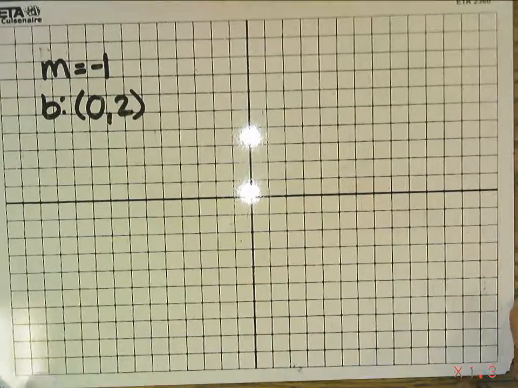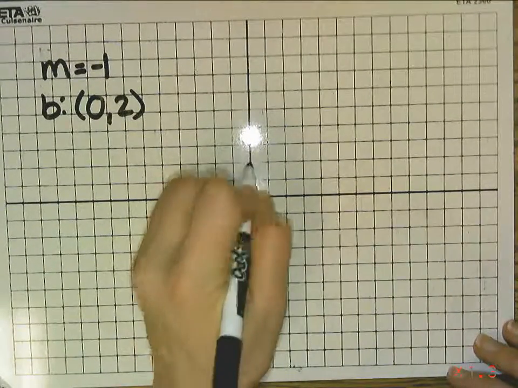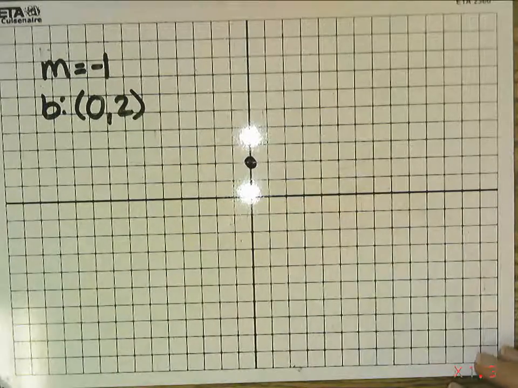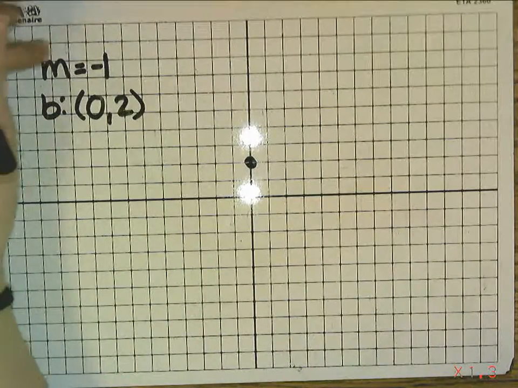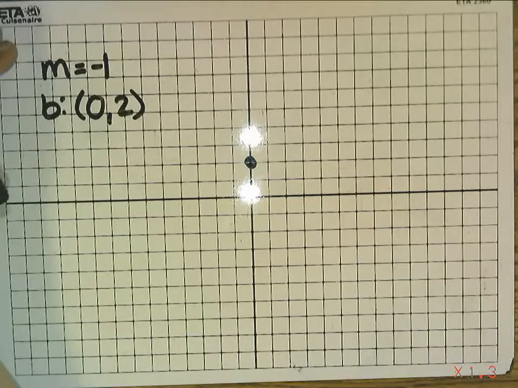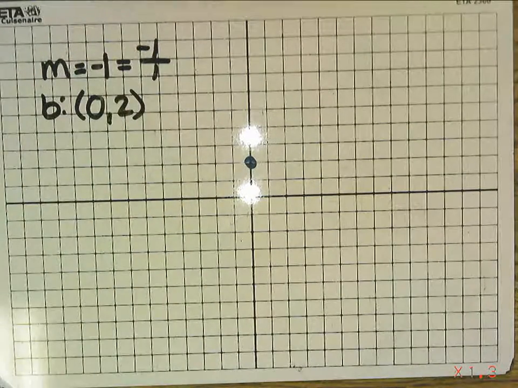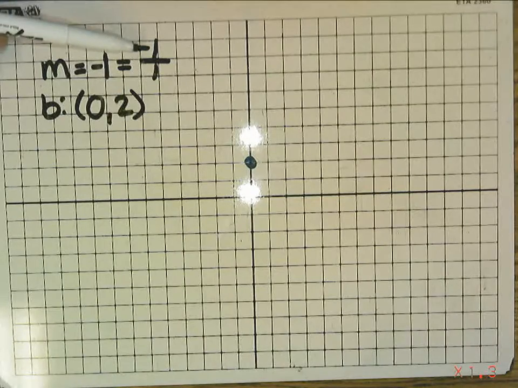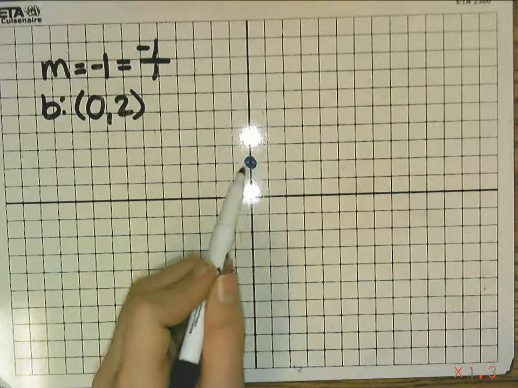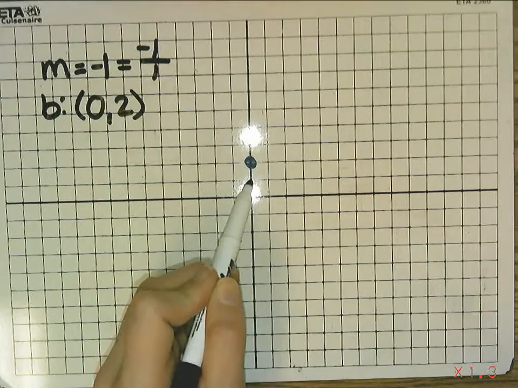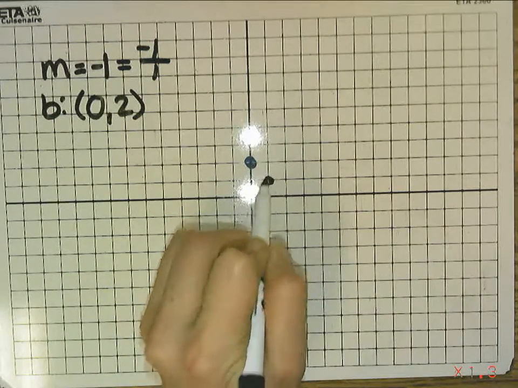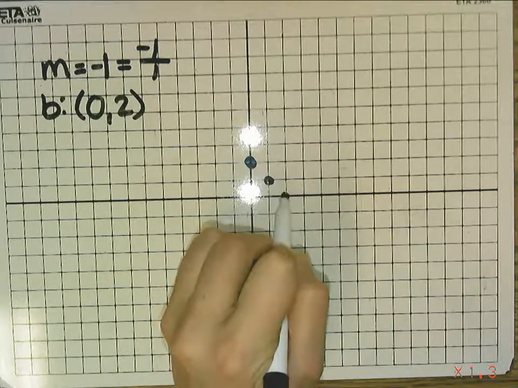So this means I'm going to go 0, 2. There's my y-intercept. And I need to know my slope as rise over run. So I can write this number as a fraction by just putting it over 1. So this means that I'm going to rise negative 1, so I'm going to go down 1, and I'm going to go positive 1, which is 1 to the right. I'm going to do that a couple more times.